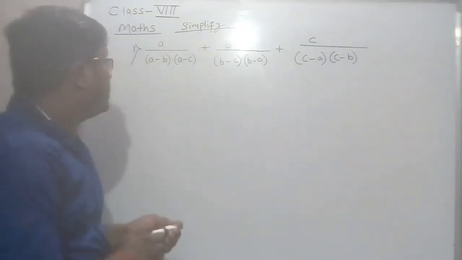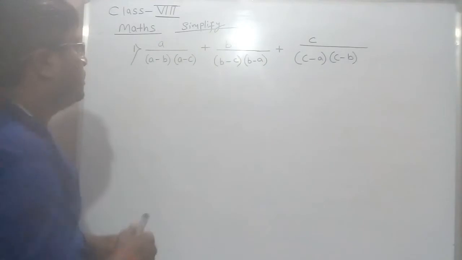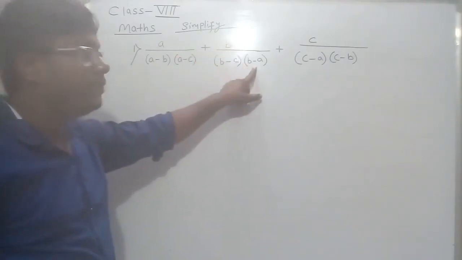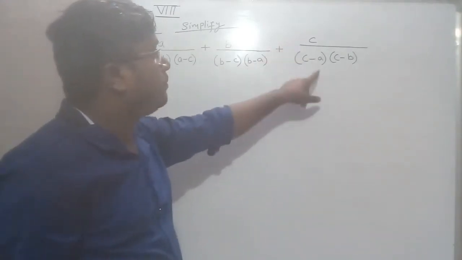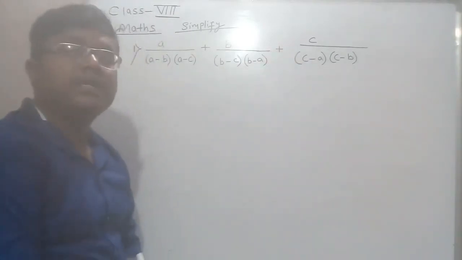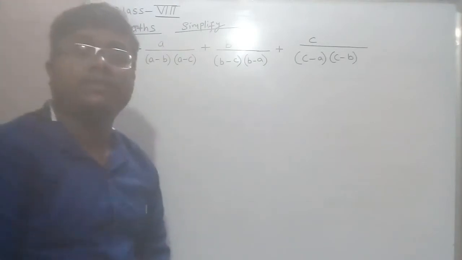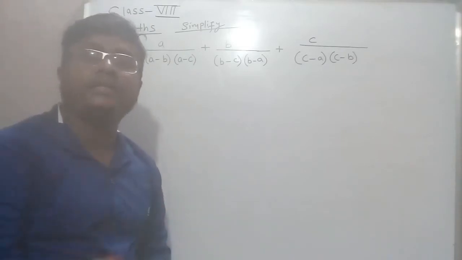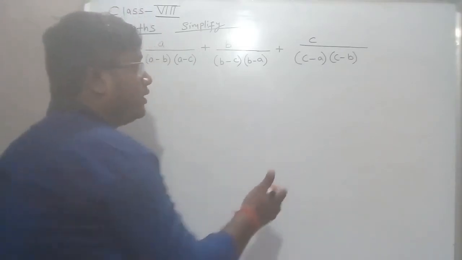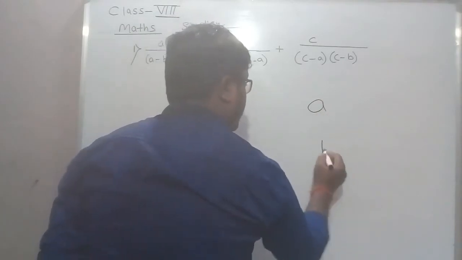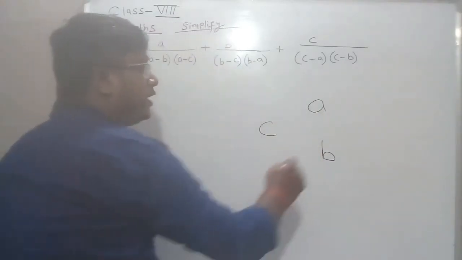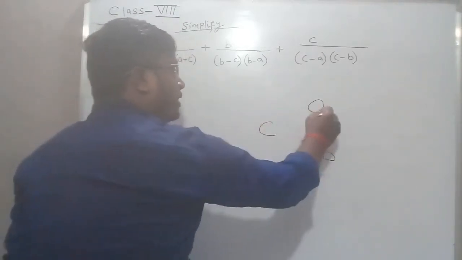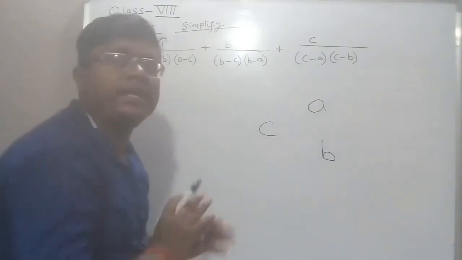So the question is a upon (a minus b)(a minus c), similarly plus b upon (b minus c)(b minus a) plus c upon (c minus a)(c minus b). In this type of question, one trick we have to always remember: if they are in a, b, c like that, they must be arranged in a cyclic form. Likewise here a, b and c. We can move in any direction, clockwise or anti-clockwise.